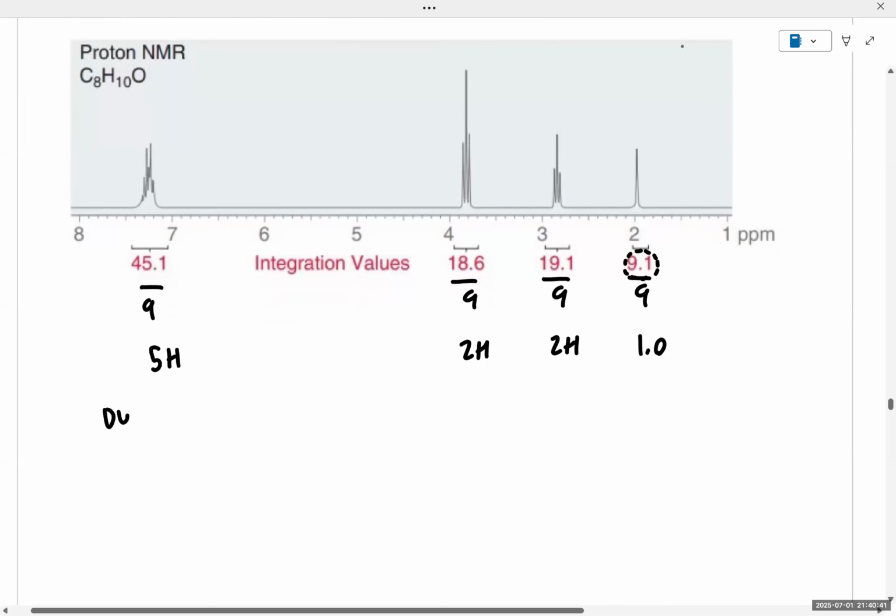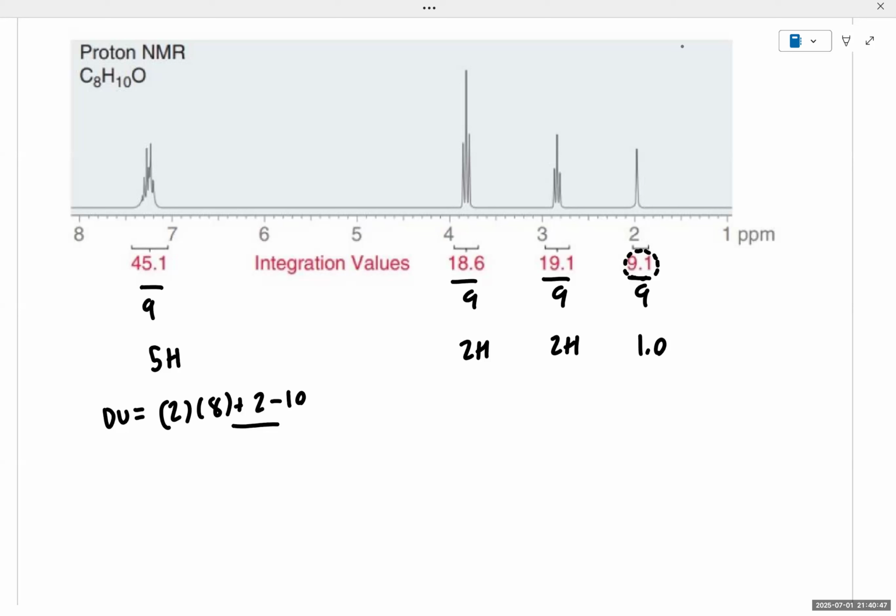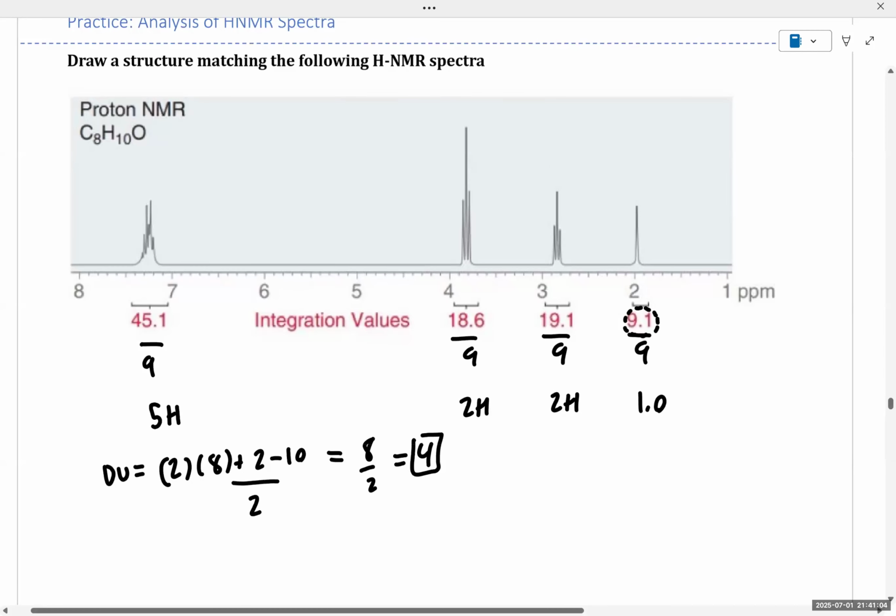I'm going to calculate the DU value now. So I take 2 times the number of carbons plus 2 minus the number of hydrogens, divided by 2. That in turn gives us 8/2, or a DU value of 4. From here, let's draw some fragments.